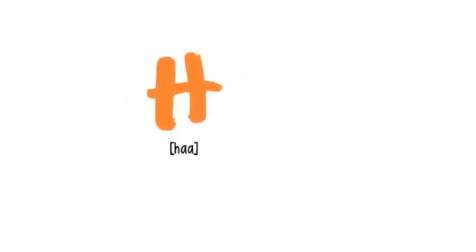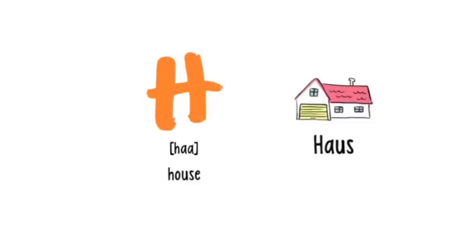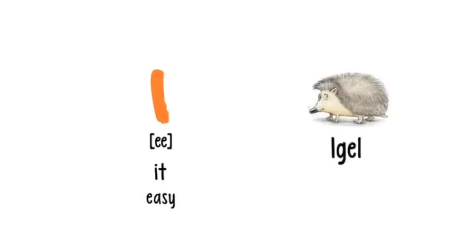H is pronounced like the word house, and the German translation for house is Haus. That's pretty easy. The next letter is I, which is pronounced like, in the short form, it. In the longer version, it's pronounced like the E in the word easy. The German word with the letter I is Igel, which means hedgehog.